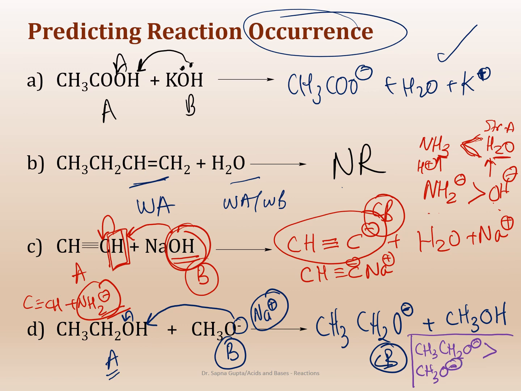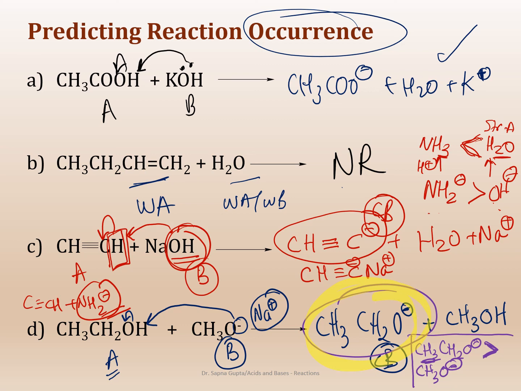Now, of course, if you know me at all, you know that we get to the bottom of everything. Why is it stronger? Why is CH3CH2O minus stronger than CH3O minus? That is because CH3CH2O minus has more electron density because of the inductive effect. If it has more electron density, it means it is a stronger base. Now, if we are forming a stronger base here, then this reaction is not favorable.